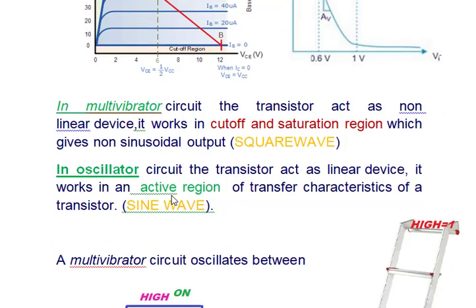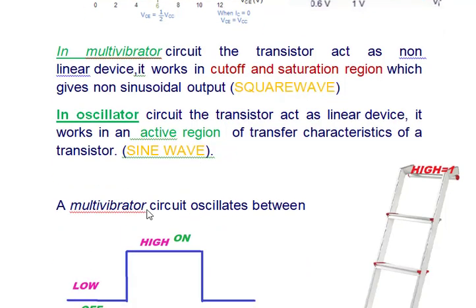In the same way, the oscillator circuit is constructed using the transistor. It acts as a linear device. It works in the active region of the transfer characteristics of a transistor. So the oscillator produces the sine wave.